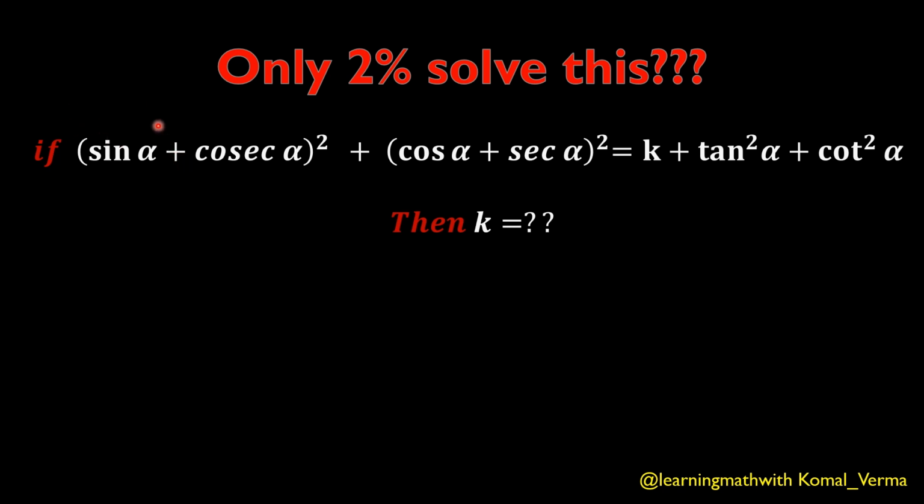Hello students, in this video we have the trigonometric equation: (sin alpha + cosec alpha) whole square plus (cos alpha + sec alpha) whole square is equal to k plus tan square alpha plus cot square alpha, and we have to find the value of k. So let's start to solve it.